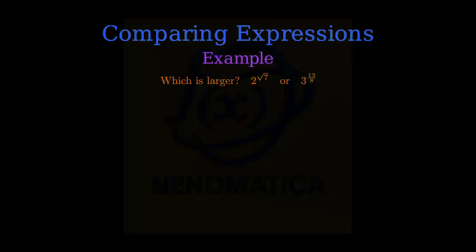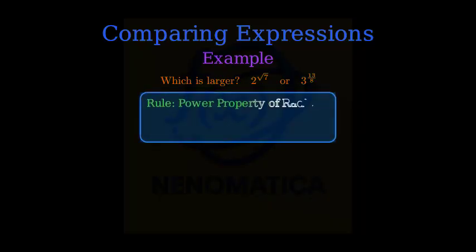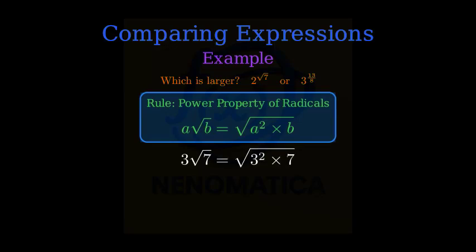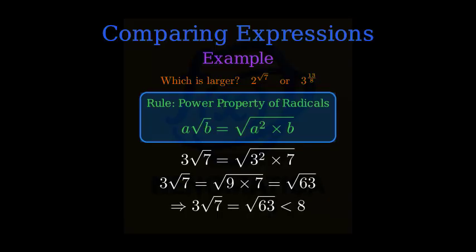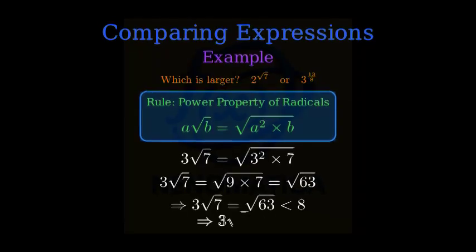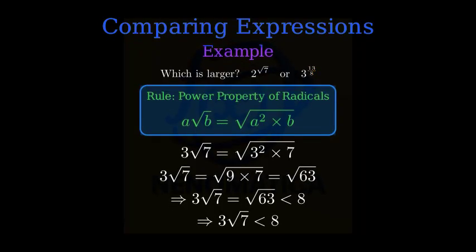First, we'll work with the expression 3 times the square root of 7. We'll use the identity that a times the square root of b equals the square root of a squared times b. Next, we calculate 3 squared times 7. This gives us the square root of 63, which we can compare with 8. Since 3 square root of 7 is less than 8, we can write this as a direct comparison. So 3 square root of 7 is less than 8.